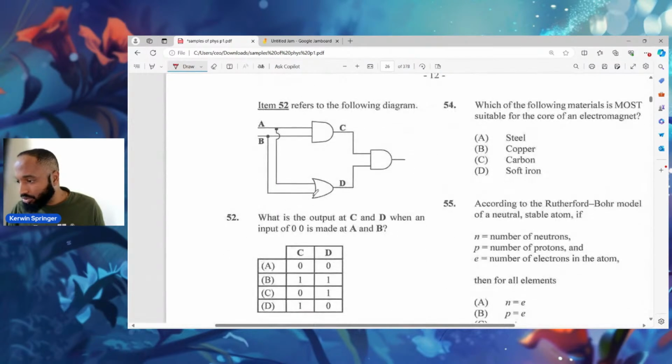Oh, logic gates. What is the output at C and D when an input of 0, 0 is made at A and B? Well, I already know it's A because it's 0 now, boy. 0, 0, 0, 0. AND gate means both need to be 1 to give a 1. So since it's two zeros, it's a 0. OR gate means any one needs to be 1 to give a 1. So since it's two zeros, it's 0. So A is the answer.